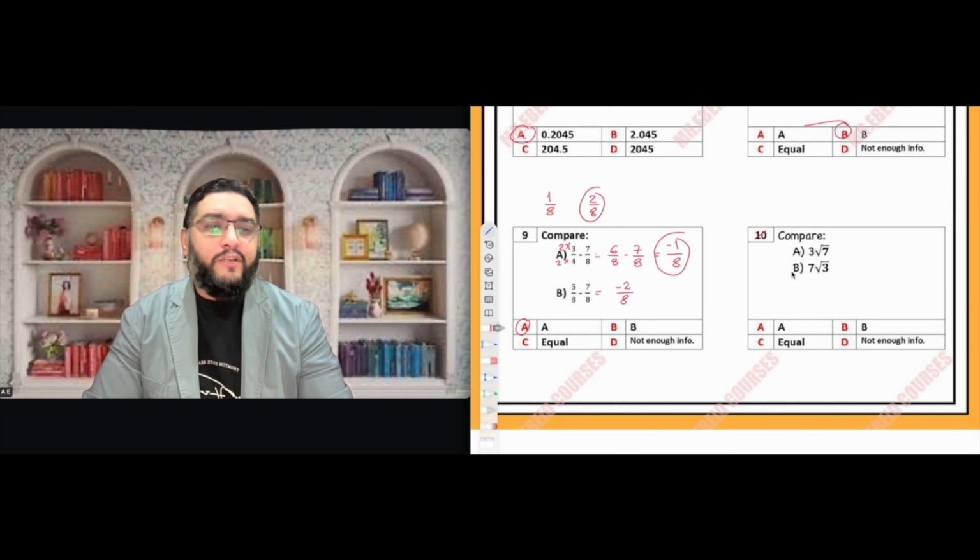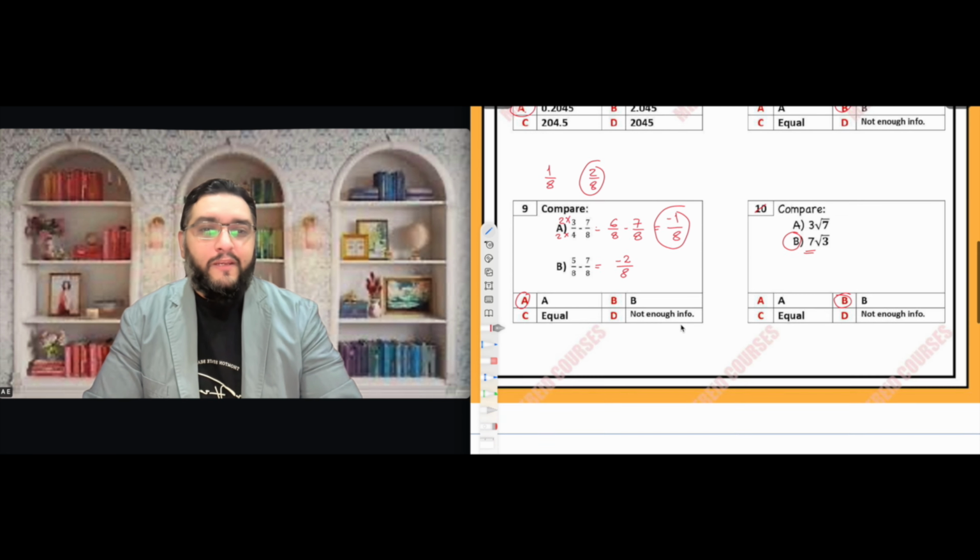Compare between 3 root 7 and 7 root 3. If you have two numbers like this and you are switching between them, one under the square root and one out of the square root, the one with the number out of the square root is bigger. So the answer is B. Move to our next question.